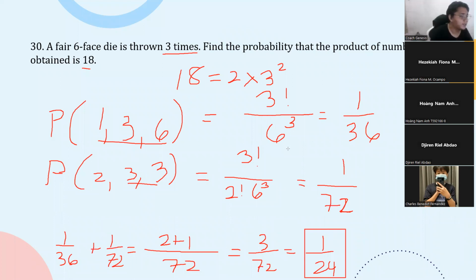Sir, why 3 factorial? Okay, so we have 3 factorial in the numerator because that is the number of arrangements for 1, 3, and 6. So you have to count the number of arrangements. Same with 3 factorial over 2 factorial here in the second one. So that is the answer, 1 over 24.